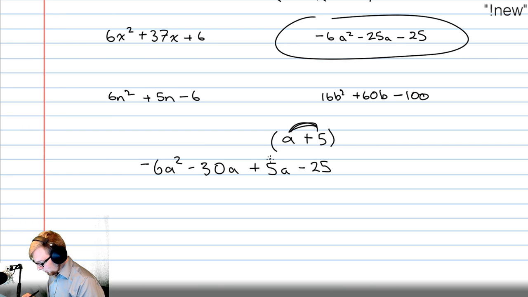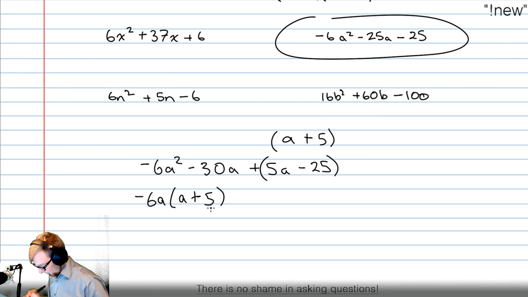Okay. So you had a plus 5 is one of them? Yes. So I'm looking at this. If you take out a 5, you should have a minus 5, right? If I took that negative 6a out of the first one, shouldn't I get negative 6a outside of the parentheses and positive a and positive 5 inside? Yes, you should. A plus 5.